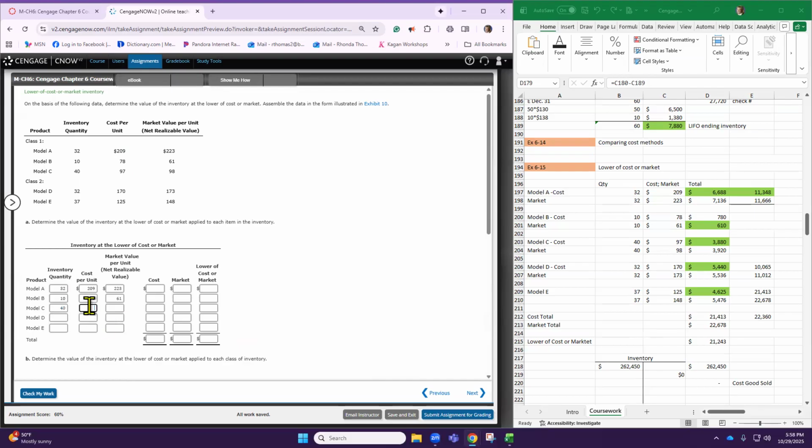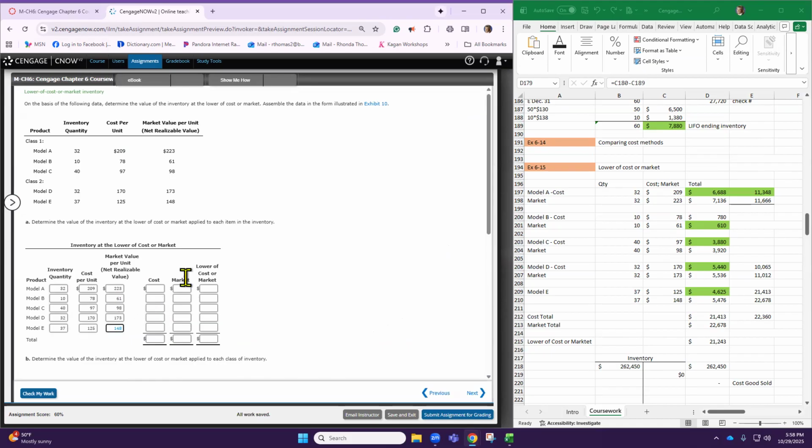So 40 units, our cost is 97. The market value is 98. Have 32 of those. Our cost is 170, but market is 173. 37 of those. 125. Market is 148. Before we do anything else, once again, the reason we do this is we do not want our inventory to become overstated or inflated.